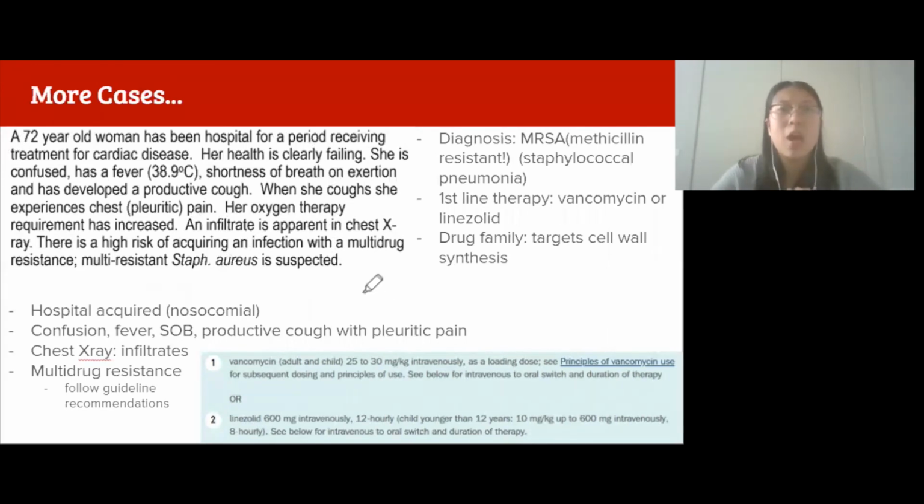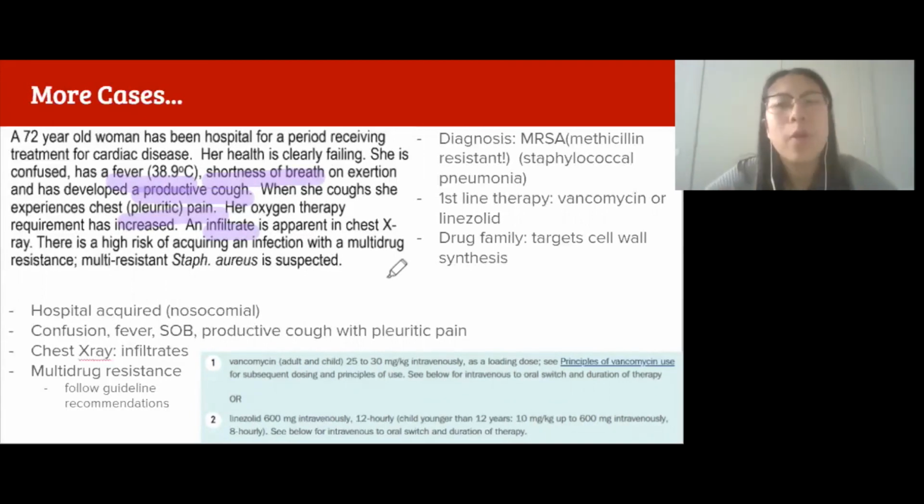So in this case, we've got a 72-year-old woman. She's gone to hospital, cardiac disease, right? Her health is clearly falling. She's again got that systemic fever, 38.9 degrees Celsius. She's got shortness of breath, productive cough, so a bunch of symptoms. And when she coughs, she has pleuritic pain. Oxygen therapy, infiltrate is apparent in her X-ray, and infection with multi-drug resistance is the fear. So we're looking at multi-resistant Staph aureus.